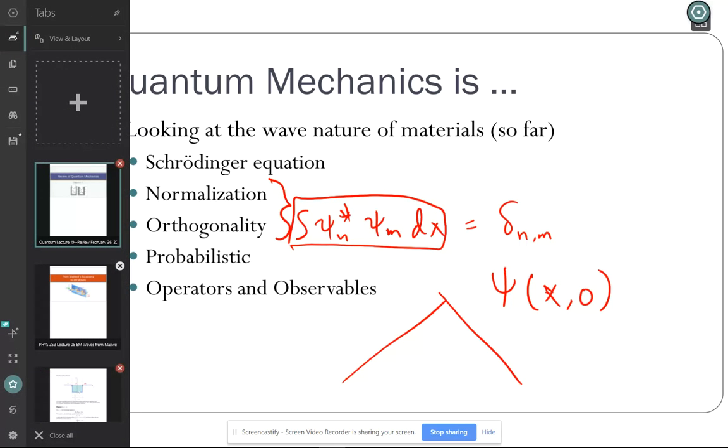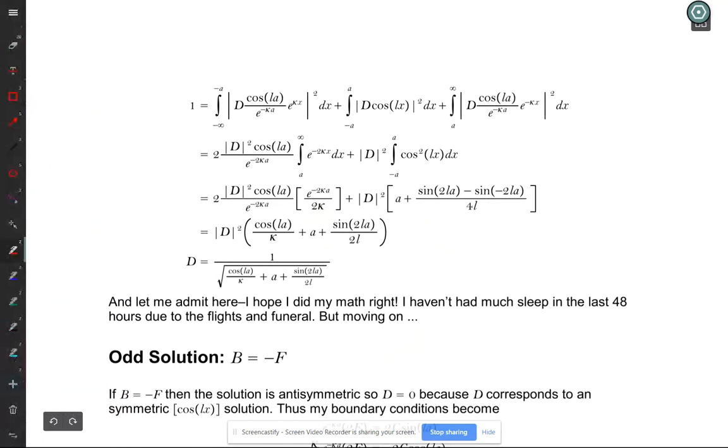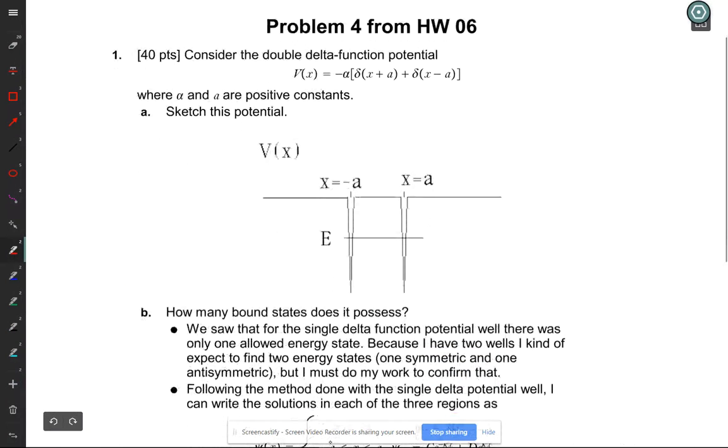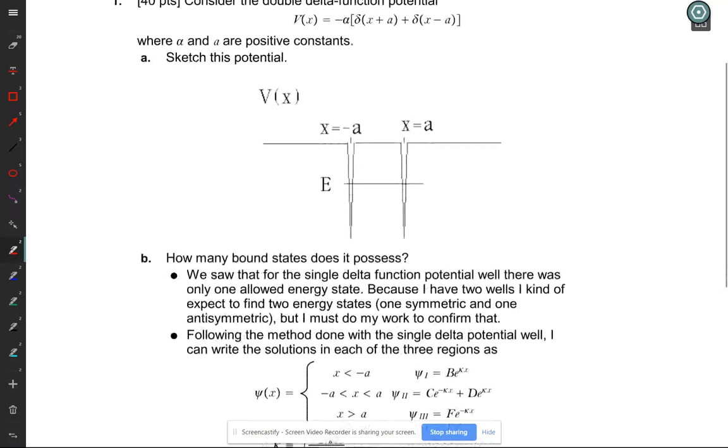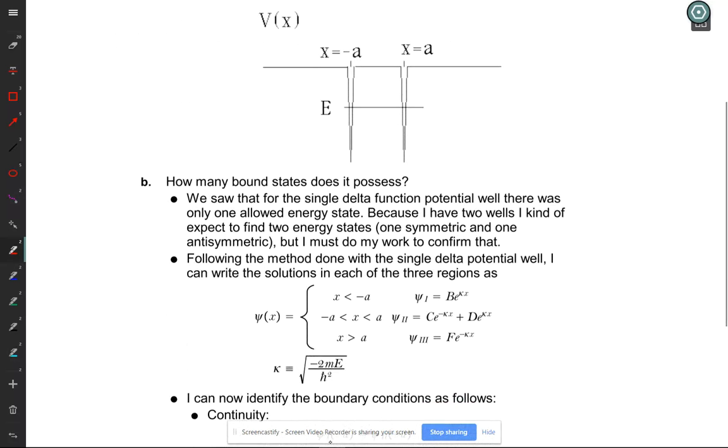All right, going to this one. Let's look at problem 4, because we didn't do problem 4 in class at all. I just kind of said, it's there, and we're out of time. So here we have 2 potential energy wells. So we have to sketch the potential, and then we have how many bound states does it possess?